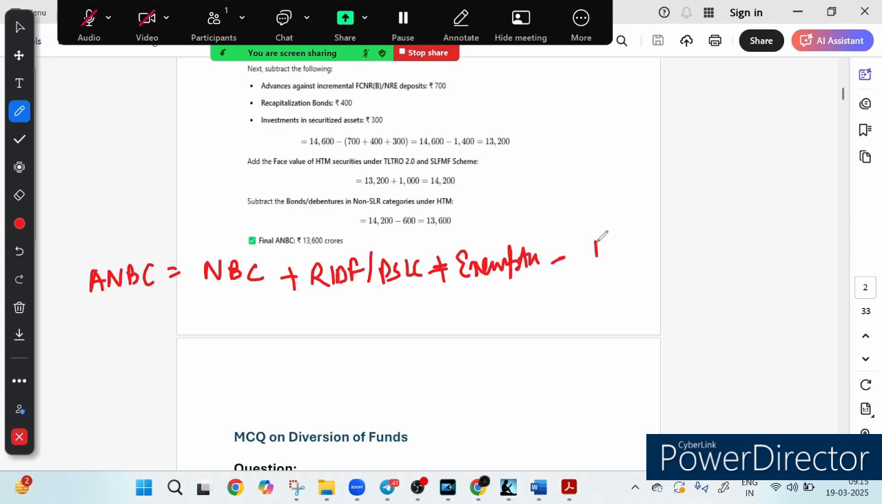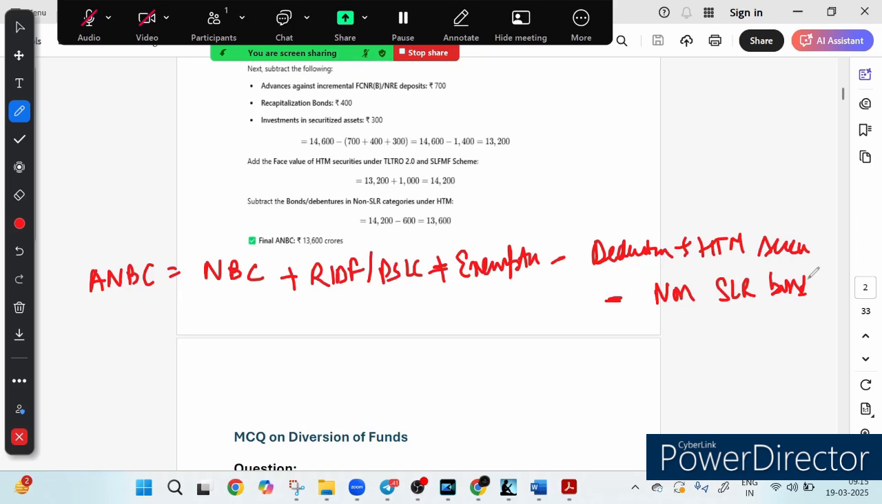Then you subtract the deduction. Then you add the STM security. Add the STM security, and then you subtract the non-SLR bond. Right. So this way you have to compute A and BC. Right. So this is the formula for A and BC.